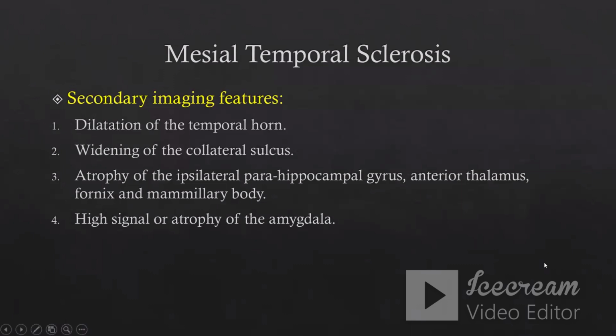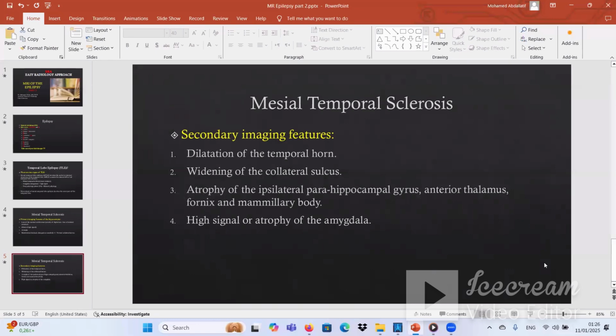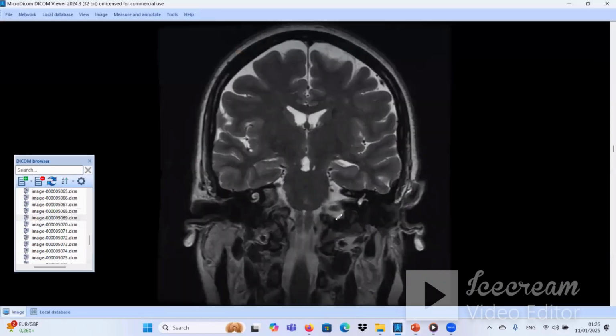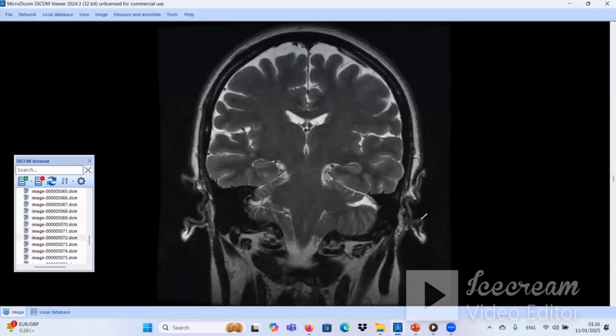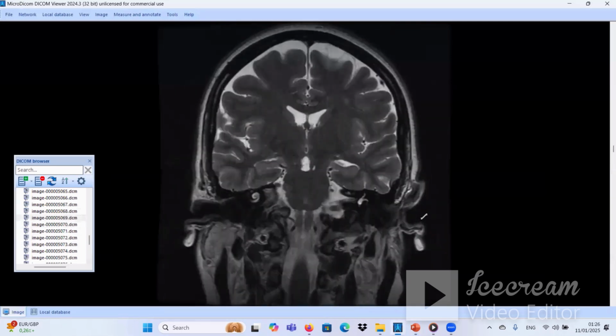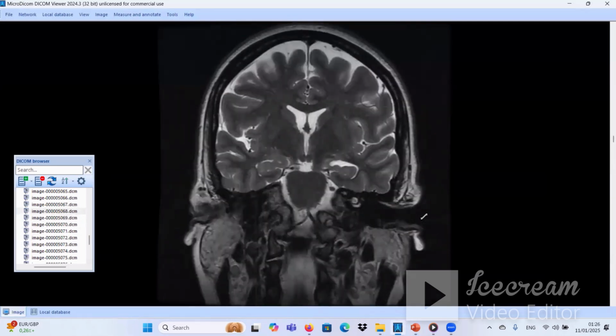Let's move to our cases for today. Let us start with this case. Look at the right side here. The right side, this is the hippocampal head at the level of the mammillary bodies. So this one is preserving its digitation. This is the normal appearance of the hippocampal head.